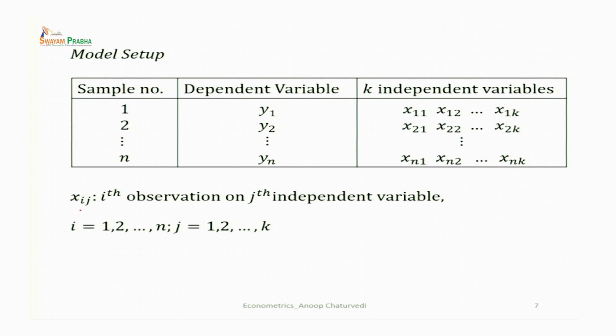So, actually xij is the ith observation on the jth independent variable. i varies from 1 to n and j varies from 1 to k. So, ultimately you have k independent variables. On each independent variable you have n observations, and corresponding to each set of observations on independent variables you have this observation on the dependent variable.